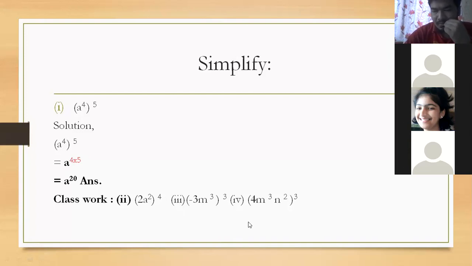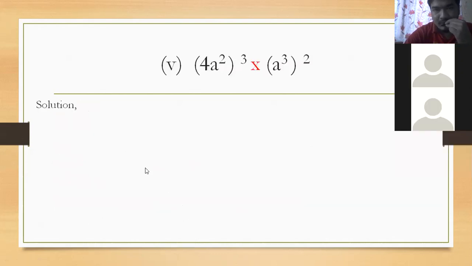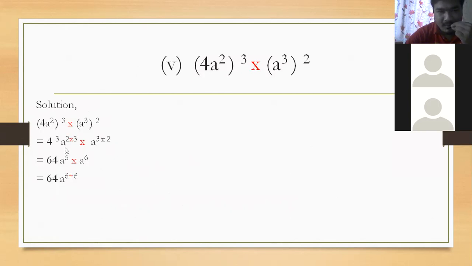And next one, look here. I am moving to the next slide. Here's the example, look here. When you remove this bracket, it will be 4 cube and a to the power 6. And when you remove this bracket, it will be a to the power 3 to the 6, okay? Then 4 cube means we know 64 and a to the power 6, and it will be 64 a to the power 6 plus 6, then the powers are added. This is the multiply sign that I have put here, and its answer will be 64 a to the power 12.